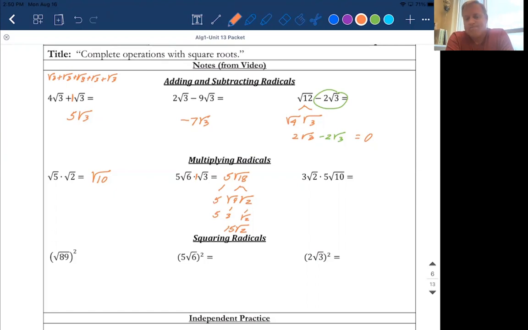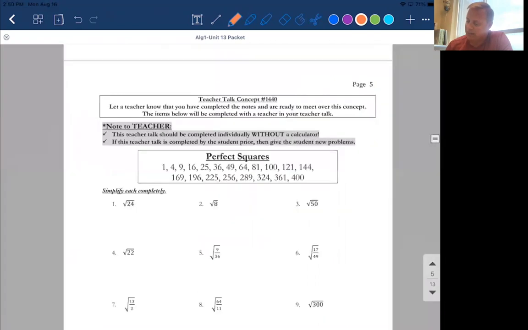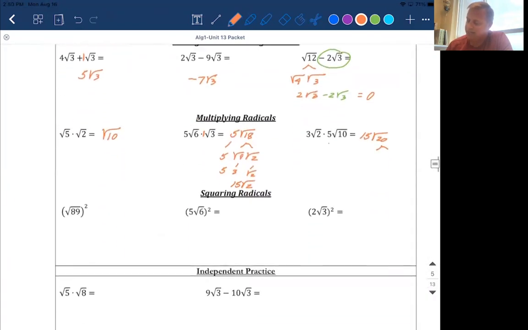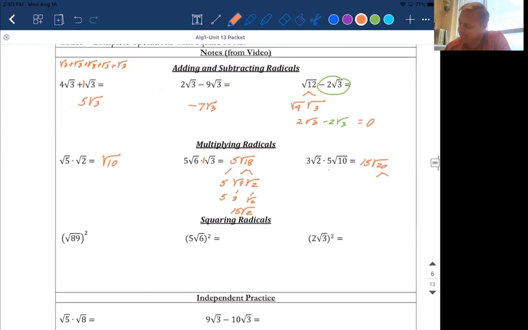And our last one, if you multiply the coefficients, that's 3 times 5 is 15. And 2 times 10 is 20. 20 is going to be a popular radical in this video series. We can break 20 down. 20 breaks down into 4 and 5. We keep the 15. And we can break the square root of 4 down to 2. So we'll clean that up. So this becomes 30 square root of 5.